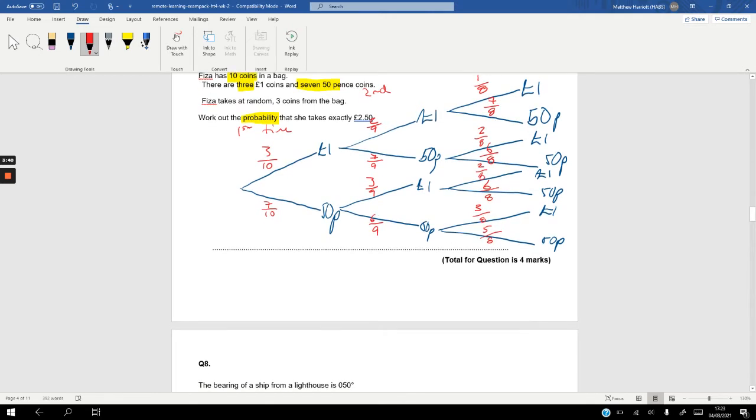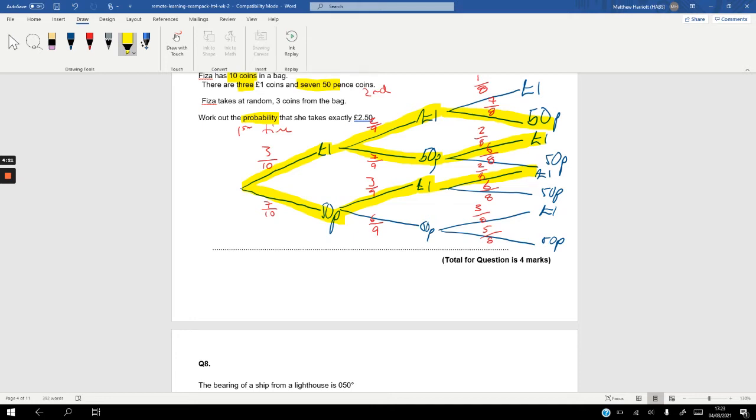I want to work out the probability that I take exactly £2.50. So I need to think of how can I have £2.50. Now, the only way I can get £2.50 is by taking £1, £1, and then 50p. Okay, I can't get it if I take £1 and 2 50p. I can't get it if I take 3 50p. So I need to find all the ways that I can do that. So it's £1, £1, 50p. It's £1, 50p, £1, and it's 50p, £1, £1. None of the others will add up to £2.50.